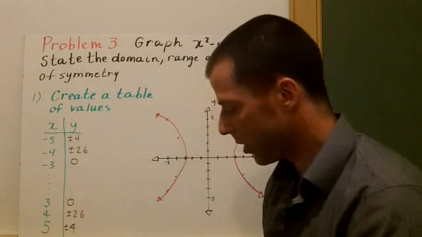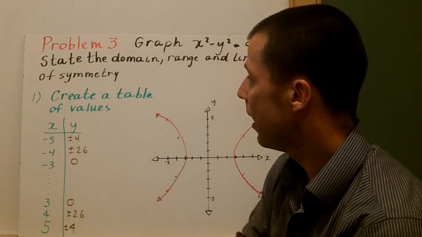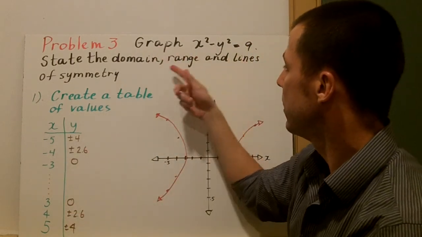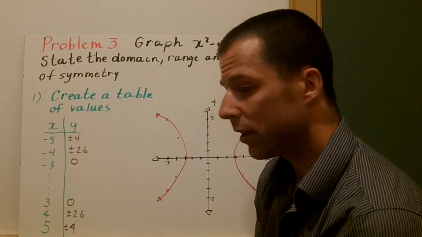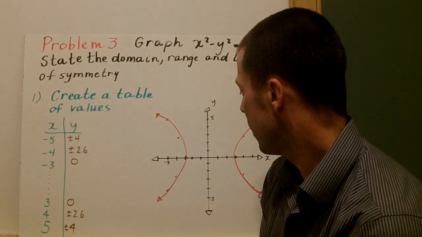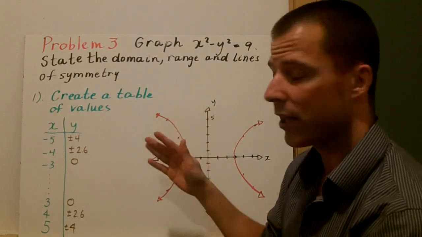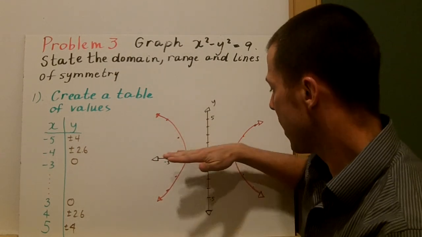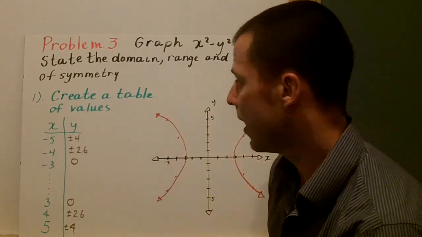And lastly, we're going to graph what we call a hyperbola, okay? And so graph the hyperbola, state the domain and range, and the lines of symmetry, okay? And the lines of symmetry here are basically our reflection lines. It looks like the y and x axes if we reflect over, okay, same thing on both ends.